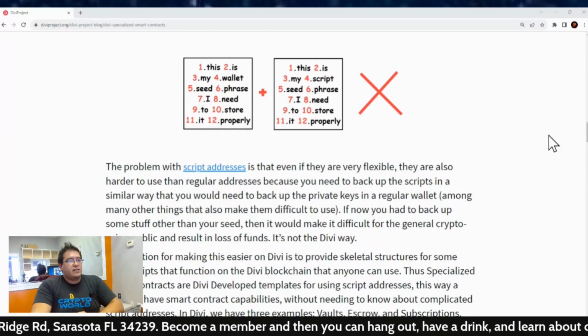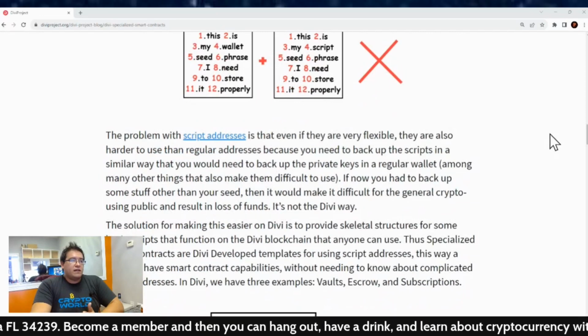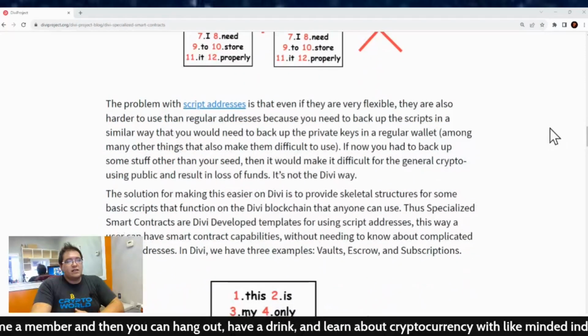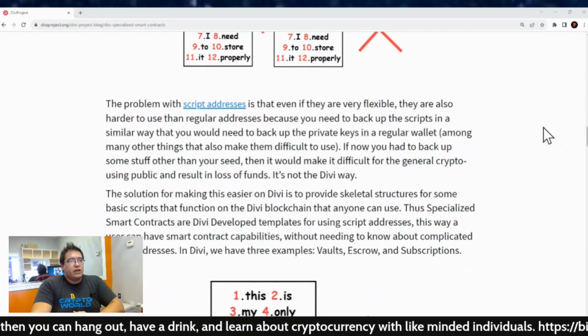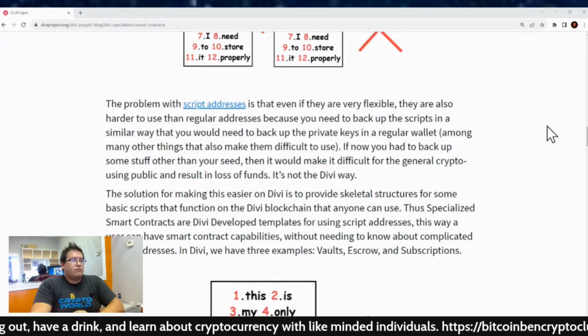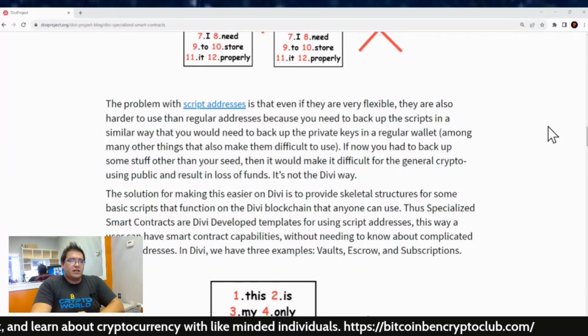If now you had to back up something or some stuff other than your seed, then it would make it difficult for the general crypto using public and result in loss of funds. Now, it's not the Divi way.